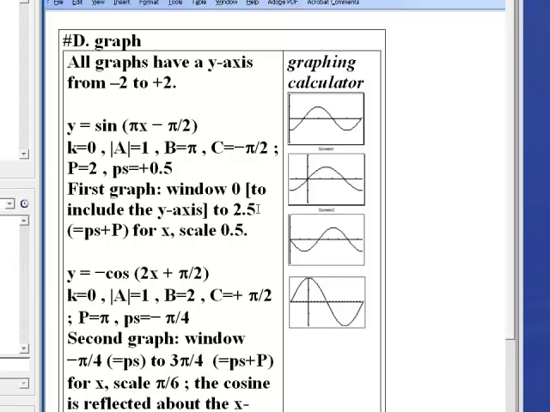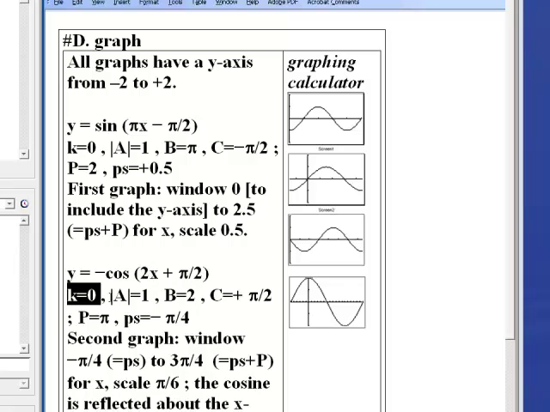Okay. And then because of that, I'm going to say, well, our window is going to start at 0, so we can include the y-axis. It should actually start at 0.5, but I want to show the y-axis. And then the largest value for x is going to be that phase shift plus the period, so that's why it's going to end at 2.5. I will also go ahead and graph the second one right away. So it's going to be y equals negative cosine 2x plus pi over 2.